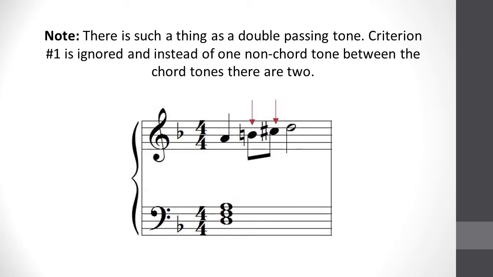It's important to note that there is such a thing as a double passing tone. Criteria number 1 is ignored, and instead of one non-chord tone between the chord tones, there are two. The chord is a D minor chord, D, F, A. Therefore, A is a chord tone, and D is a chord tone. The notes B and C sharp do not belong to the chord and are therefore non-chord tones. We classify them as passing tones because they fall between two chord tones and because they move in a stepwise and continuous motion.